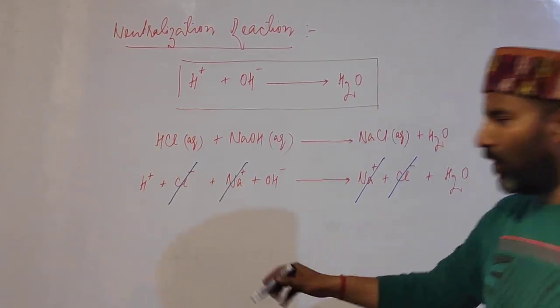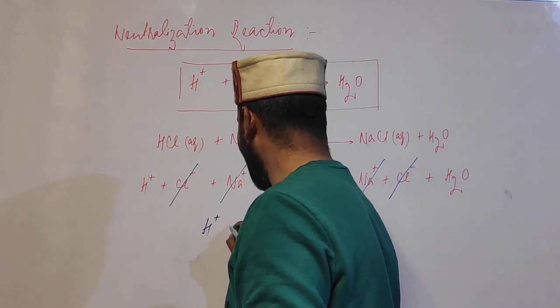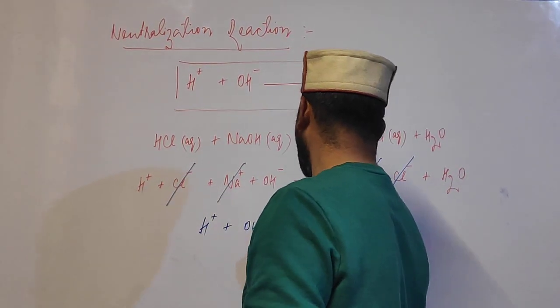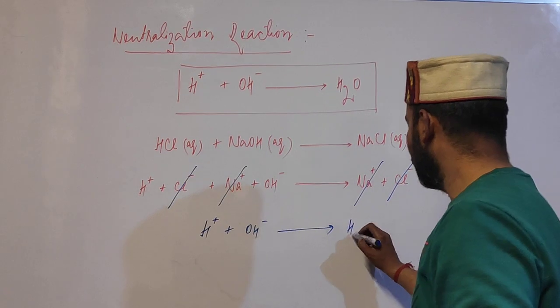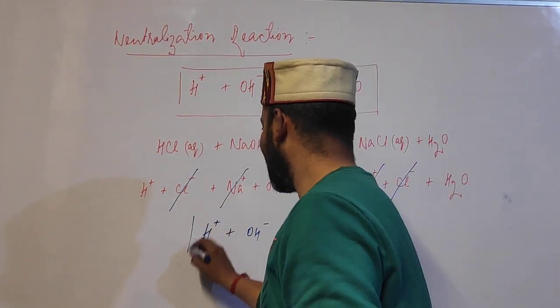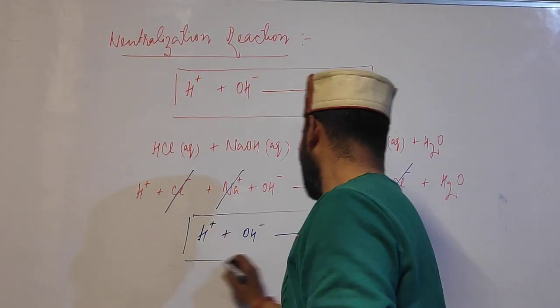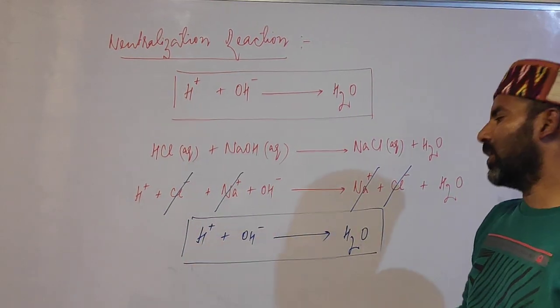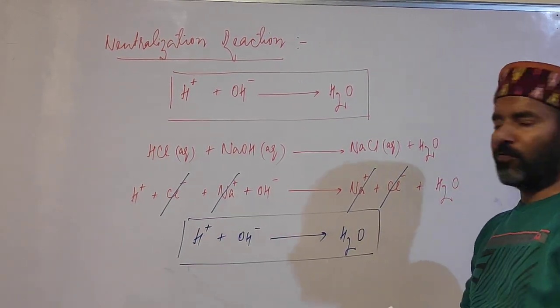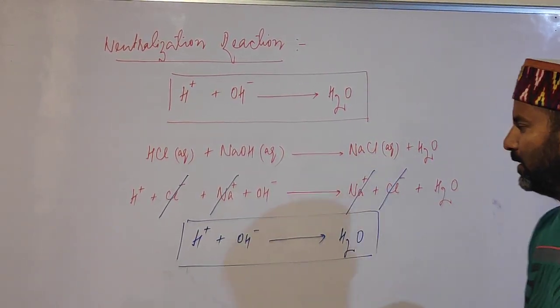So finally we see that only H positive and OH negative ions are combining to give water. That is why we say that in neutralization, H positive ions of acid are neutralized by OH negative ions of base to give water, or vice versa.